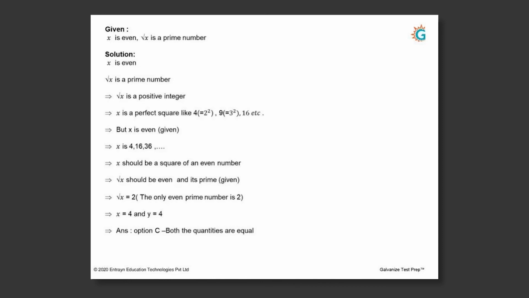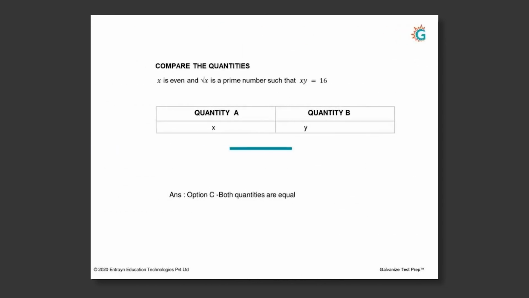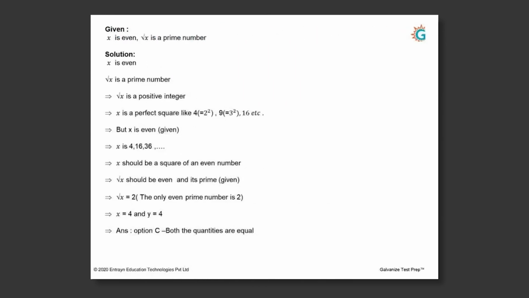If x is even, root x should also be an even number. Root x is given to be a prime number, right? So the only even prime number that you know of is the number 2. So x has to be 4. If x is 4, you have given this xy is equal to 16. That gives you y also to be 4. The answer is option C. So this is a problem that takes hardly a few seconds for you to solve.